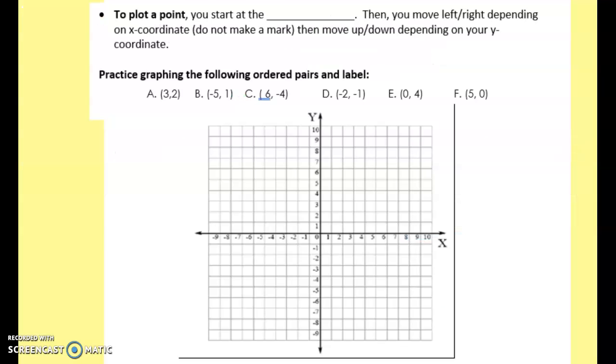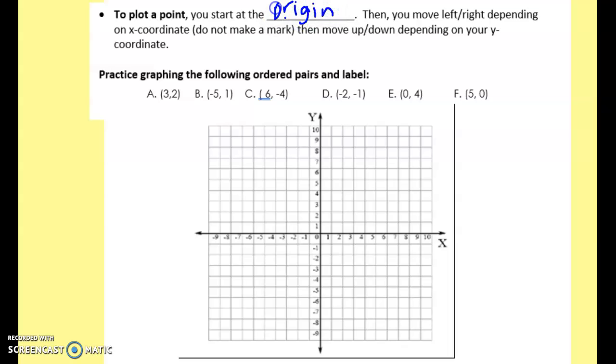All right, let's take a look at some actual graphing. To plot a point, you start at the origin. You start at the middle, the center. That's always where you start. Well, that looks very rough, but hopefully you get the point that you're starting at the center.